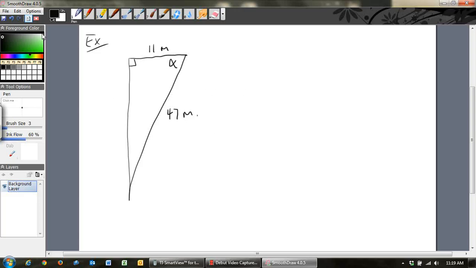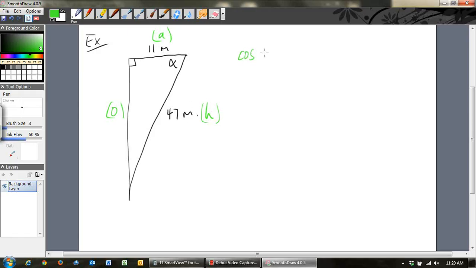Find angle alpha. Firstly, again, label the sides. Here, opposite, because it's opposite the angle. Here, hypotenuse, because it's opposite 90 degrees. And the one that's left over, adjacent. So label your sides. What's the ratio? That's your second question. What's the ratio that involves adjacent and hypotenuse? So CAH is our answer, CAH.